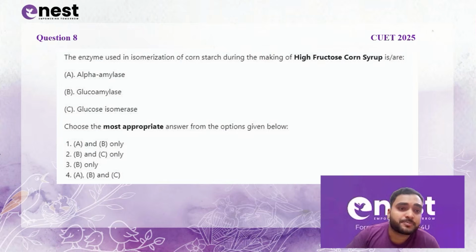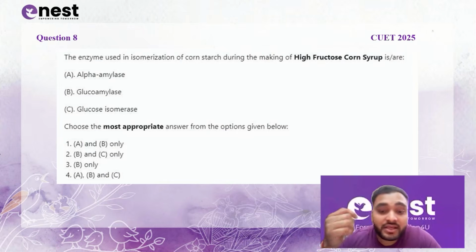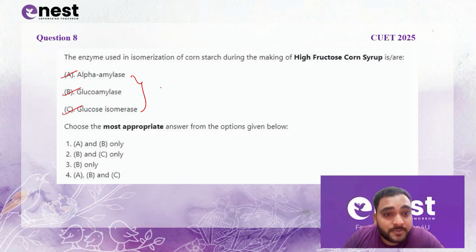Coming to the next question. The enzyme used in isomerization of cornstarch during the making of high fructose corn syrup is. So options which are given are alpha amylase, glucoamylase and glucose isomerase. These all three enzymes are used in the isomerization. Let's see what is the function of each of them.